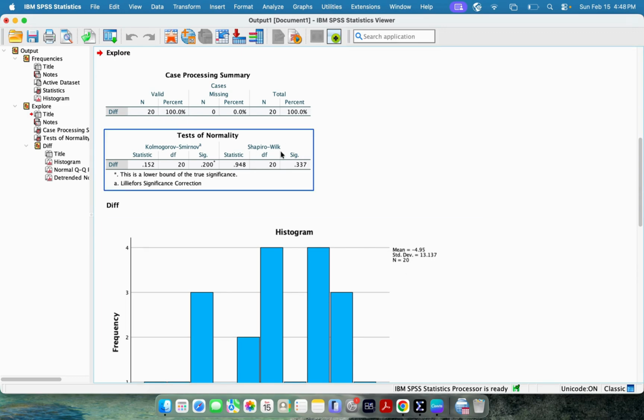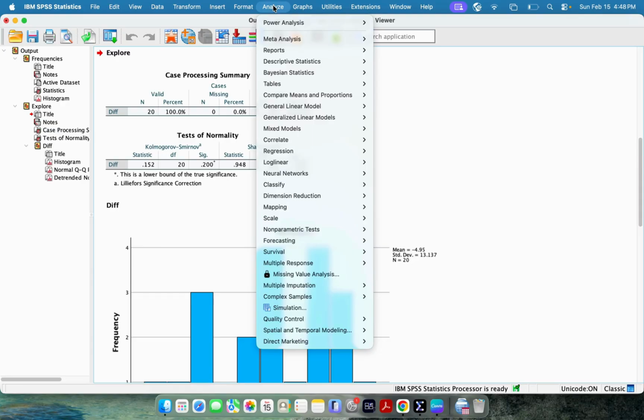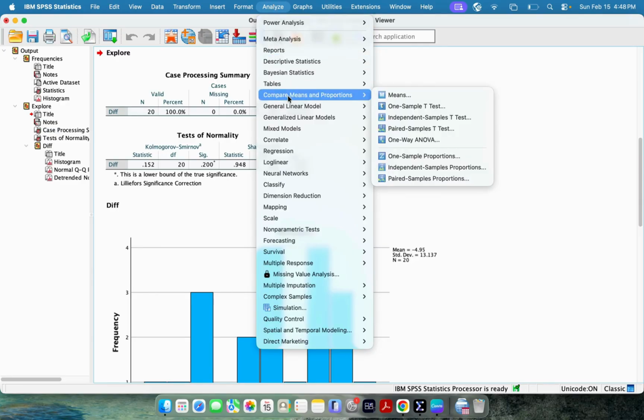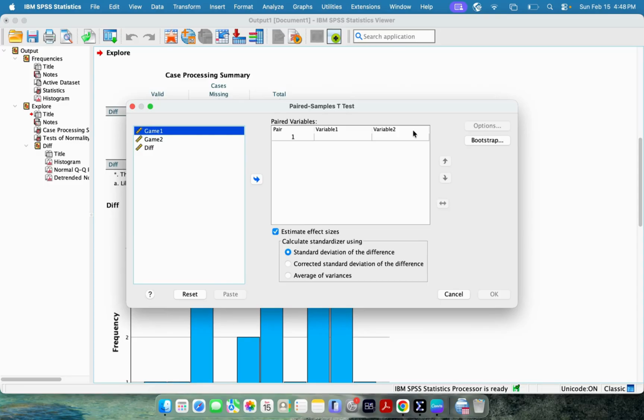Okay, so right here for our Shapiro-Wilk, we have a significance of 0.337. So I can assume normality according to this test. So now I'm going to run a paired t-test. I'm going to choose Analyze, Compare Means and Proportions, and I'm going to choose a paired samples t-test. And we are going to be comparing game 1 to game 2.